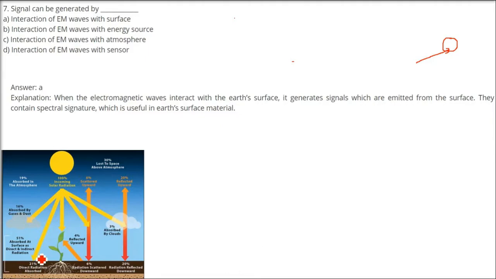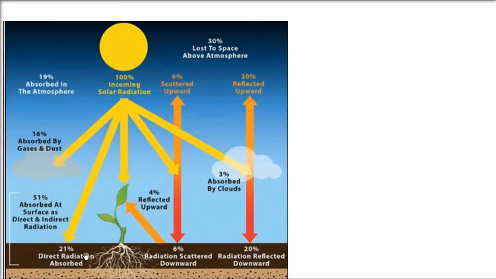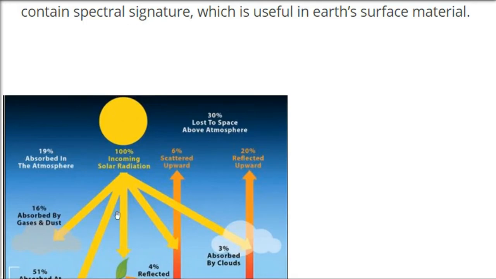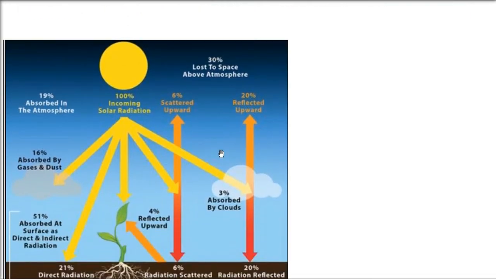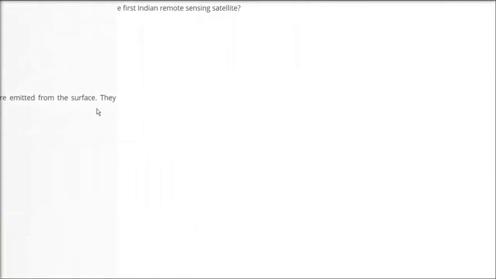These electromagnetic waves are interacting with the earth surface, and then the signal will be generated which is emitted from this surface, and it has certain spectral signatures, certain characters, certain attributes. For example, it can be a stone, a nickel, a diamond, anything, mud also. Everything has a specific spectral signature, and this is how the interaction will give you a specific signal which will indicate a specific object or a group of objects.